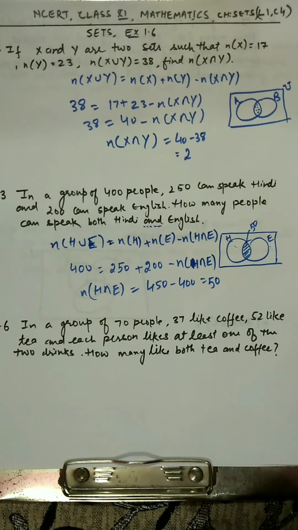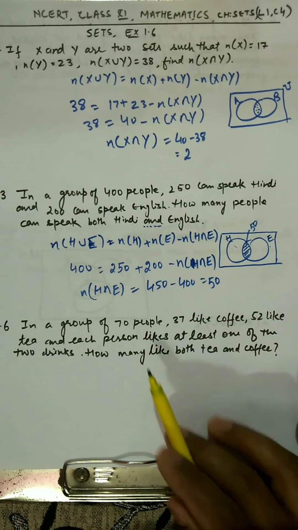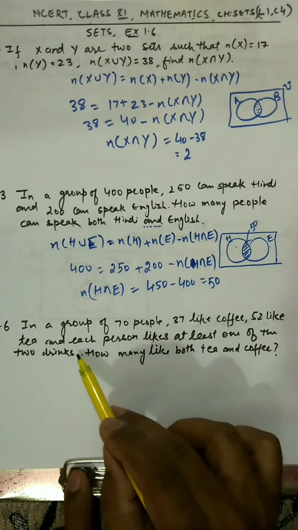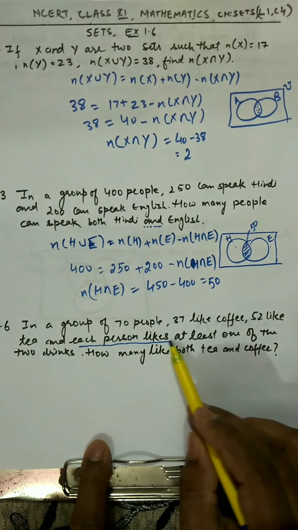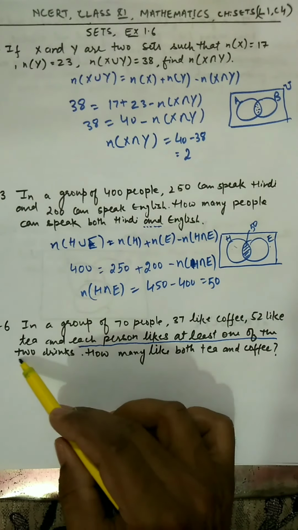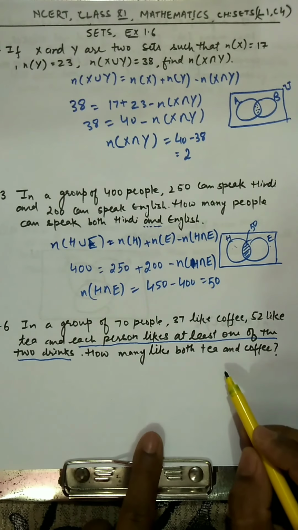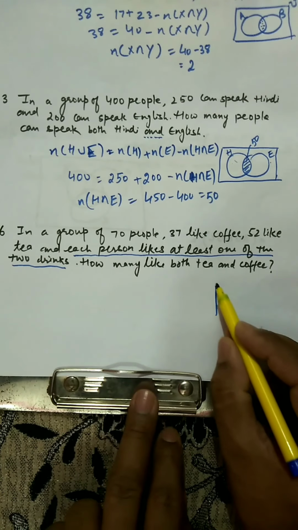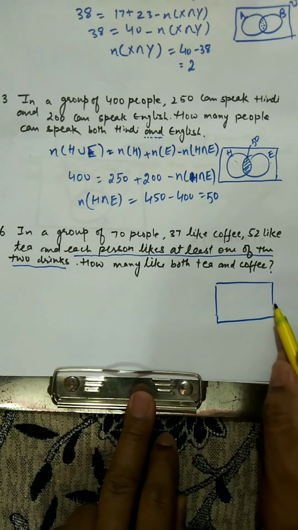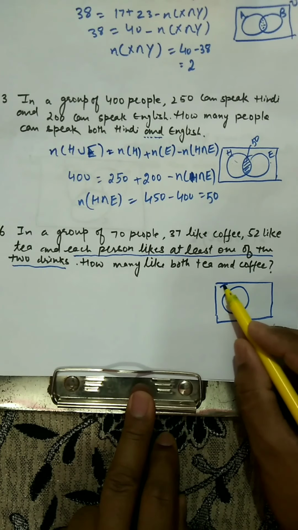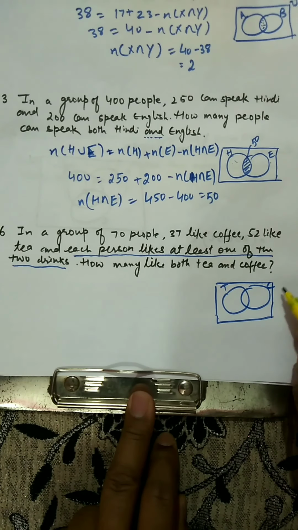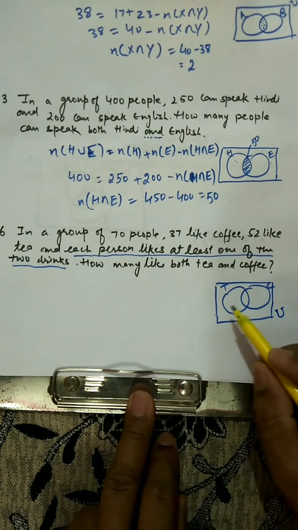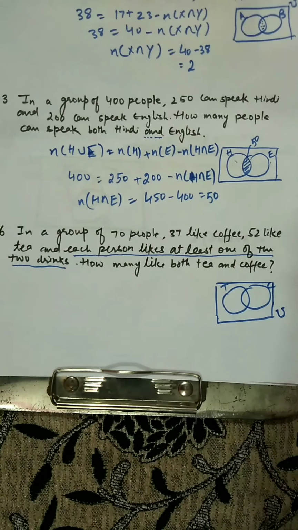Now come to question number 3. In a group of 70 people, 37 like coffee, 52 like tea, and each person likes at least one of the two drinks. Please underline this line in your book also, and I'll emphasize what it actually means. If we draw the Venn diagram, it can be drawn this way: one circle for tea and one for coffee, and this is the universal set. Here you can see 70 people are in the group.